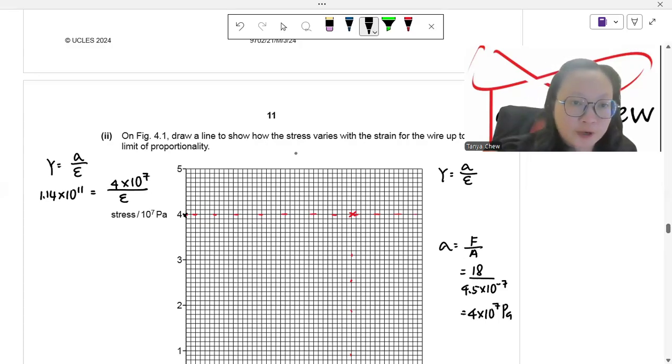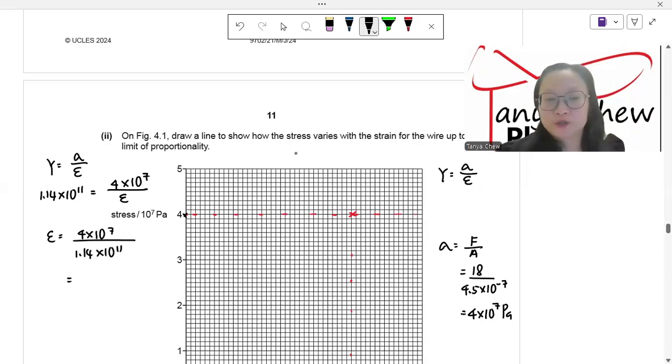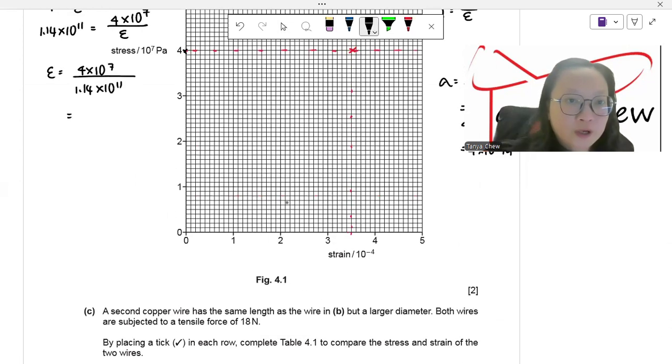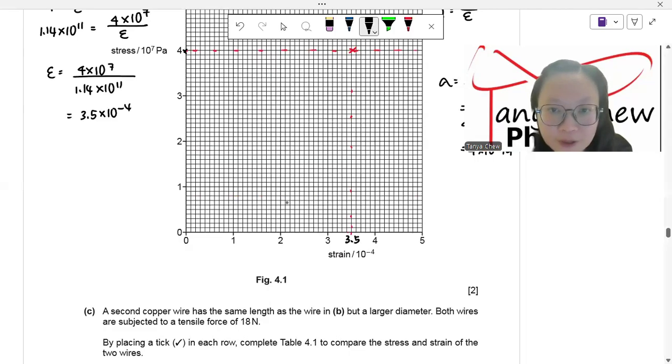Over strain. So from here, I can find my strain. 4 times 10 to the power 7 over 1.14 times 10 to the power 11. If you do not want to use this, you can use extension over original length. Also can. So 4 times 10 to the power 7 divide 1.14 times 10 to the power 11. And I got 3.5 times 10 to the power of negative 4. So 3.5 is here. So I mark the point, which is here.